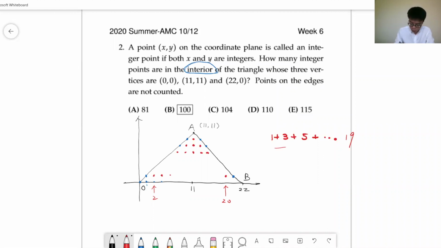So this is the first 10 odd numbers. For the first n odd numbers, the sum equals n squared. So the first 10 odd numbers add to 10 squared, which is 100. So the solution is just 100.